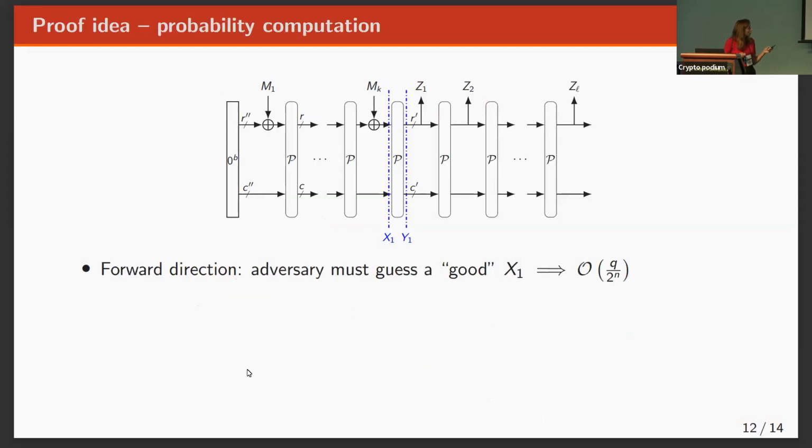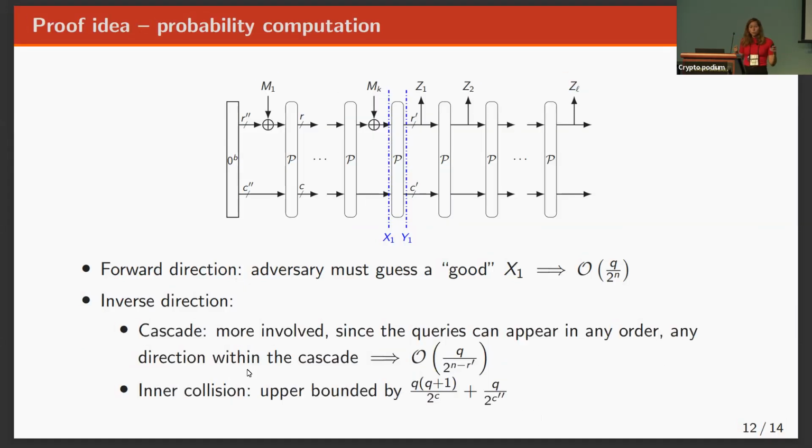So in the case where the query was made in the forward direction, then this reduces to a guessing game. In order to win, the adversary must have found a good X1. It is good in the sense that it gives access to a chain of L values, such that each of these values have the desired outer part. So in the proof, we have to argue that the other permutation evaluations of the adversary do not bias it towards certain values of X1. And after a few extra steps, we obtain a bound of form Q over 2 to the n.